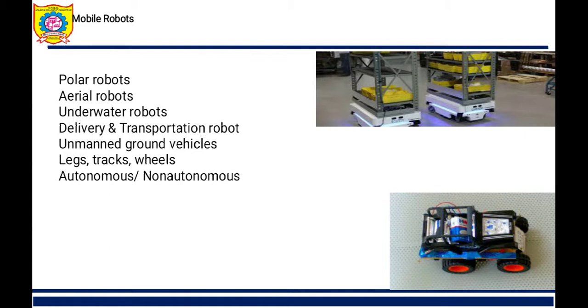Then there are unmanned ground vehicles. You can see in the diagram, that is a vehicle which can move from one place to the other. It has wheels. So these kinds of robots have legs, tracks, wheels. These robots can be autonomous or non-autonomous. Autonomous means they are able to move and explore their surroundings without any external direction. They don't need human guidance, or you can say they need very little human guidance. Those are called autonomous.